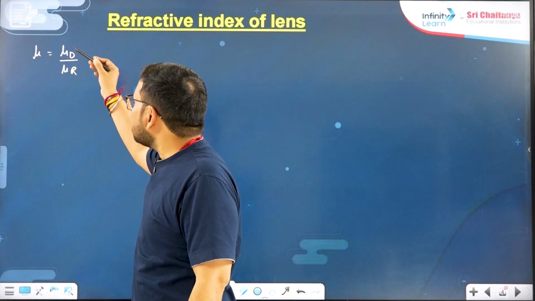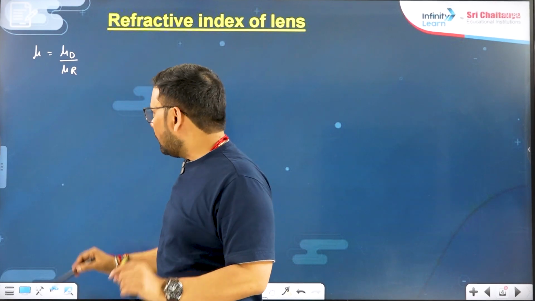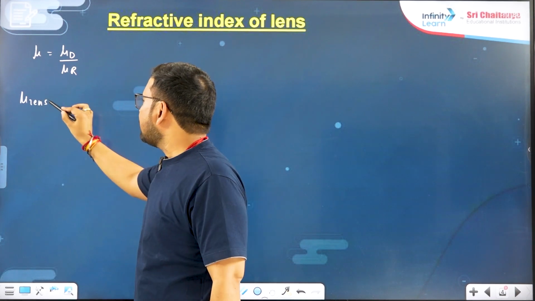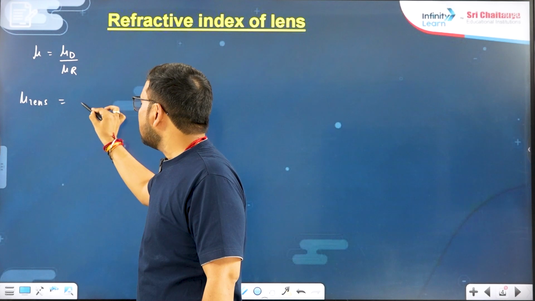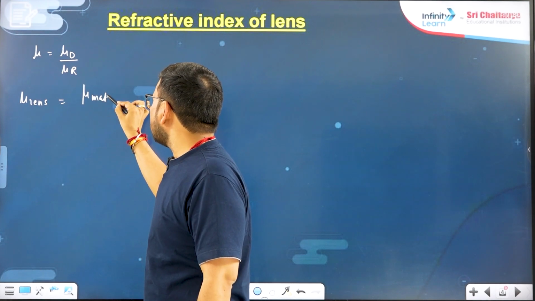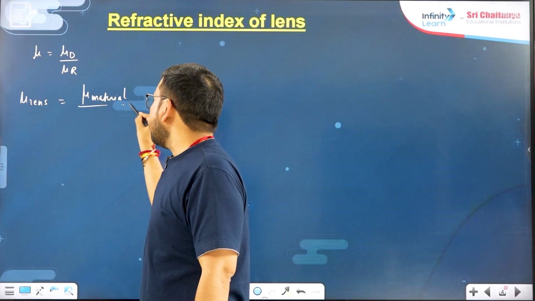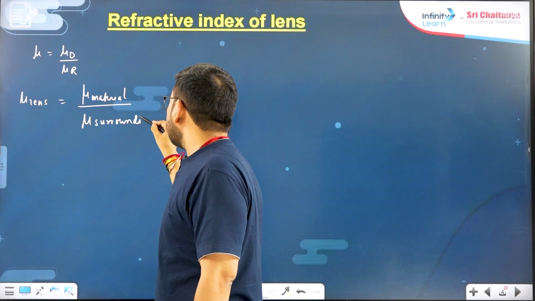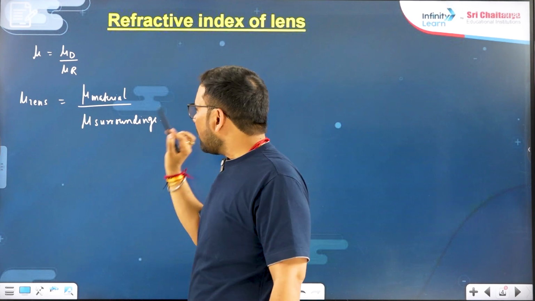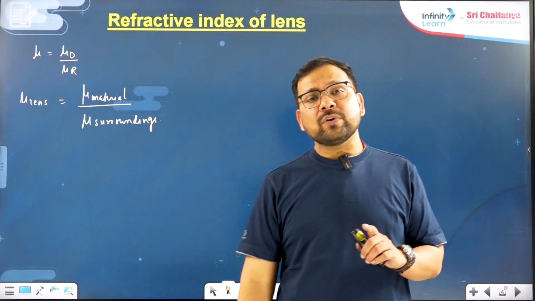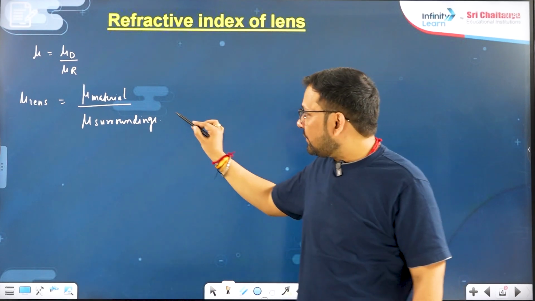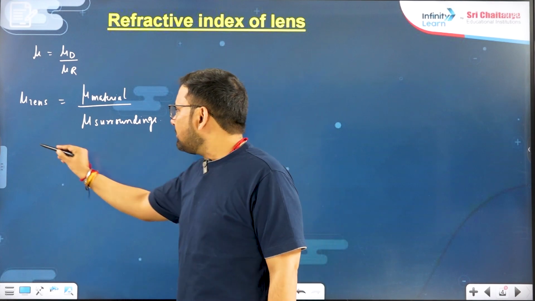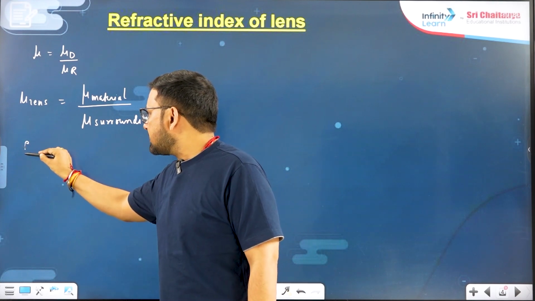But can I take this in lenses also? The answer is no. The lens has a different formula for this. If you are writing refractive index for a lens, you need to write the refractive index of the material divided by the refractive index of the surroundings. That is, refractive index of material upon refractive index of surrounding. That is very important. We have to get this very well because this will decide the behavior of the lens. For example, suppose I am taking a convex lens.